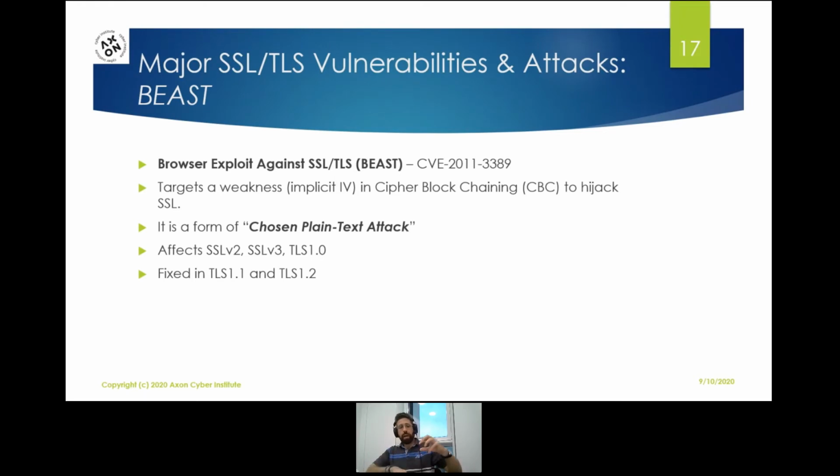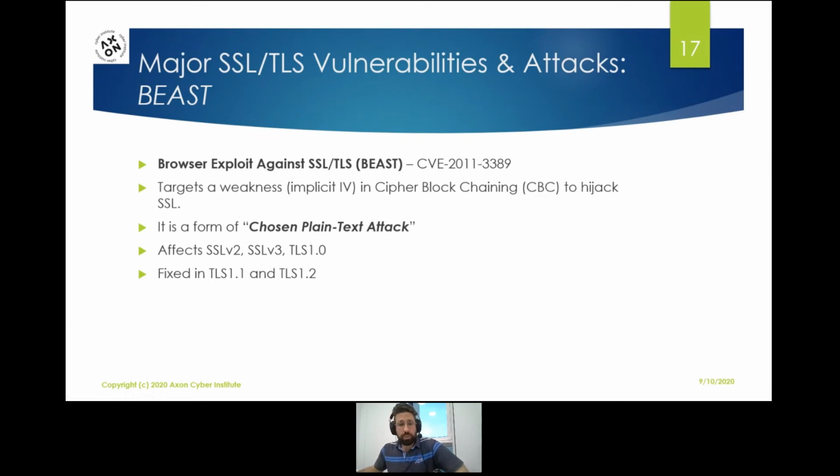Browser exploit, which means it's an attack. In order to succeed, the hacker has to somehow control the browser. Not only does he have to be man in the middle, but also do something on the browser through JavaScript or a Java applet. And as I said before, if you remember, it was due to the initialization vector not being random enough or being implicit, in a specific type of encryption algorithm, such as DES or triple DES, that are used in a certain mode we call cipher block chaining, the CBC mode. We will look into that.